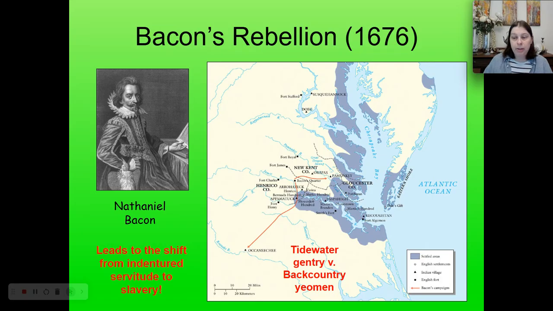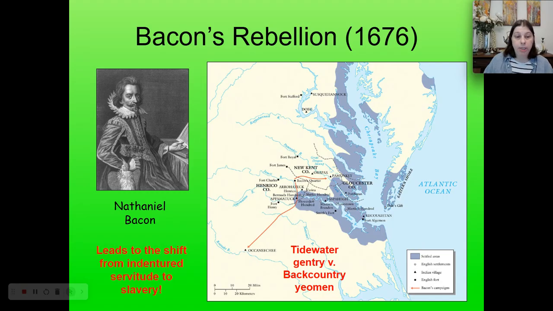So led by Nathaniel Bacon, the guy on the slide, there is a mob, an army, a militia, right? You can use a bunch of different words for poor whites, freed servants, enslaved people, marching eastward from the western edge of Virginia settlement towards the coast where the elite planters lived. They want to burn down Jamestown. Bacon's militia forced Governor Berkeley from Jamestown. He flees the city. They burn the capital, but the rebellion collapses after Bacon dies of disease. I think cholera, if I'm not mistaken.